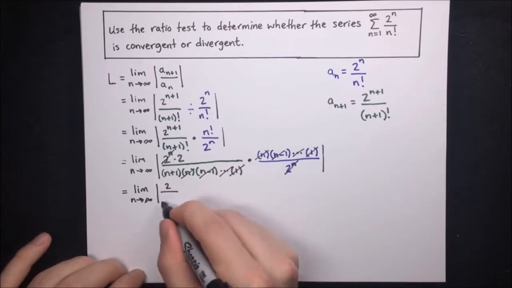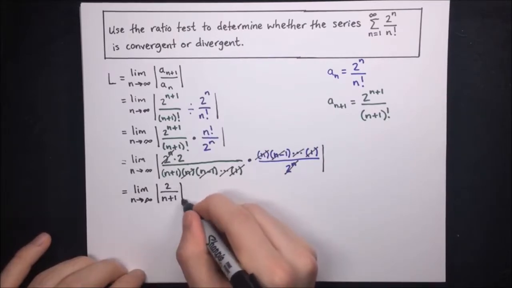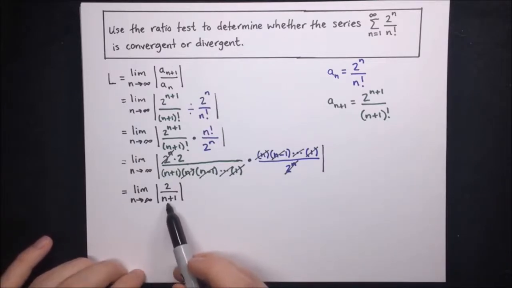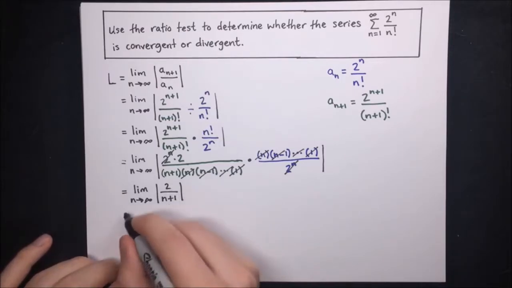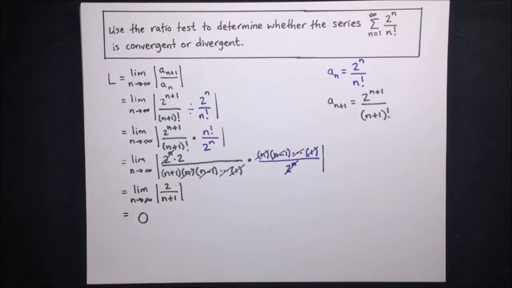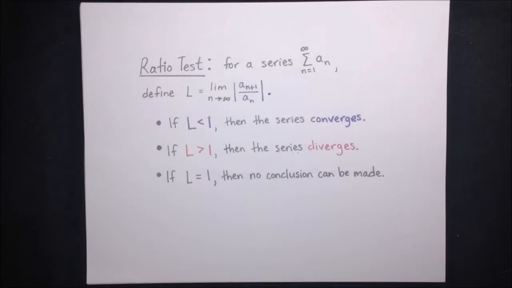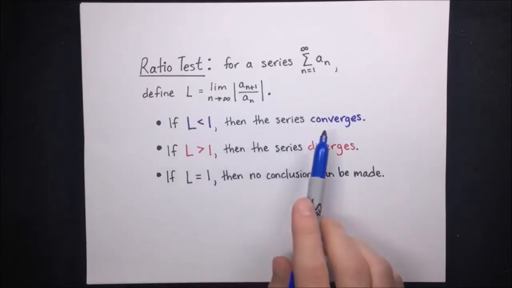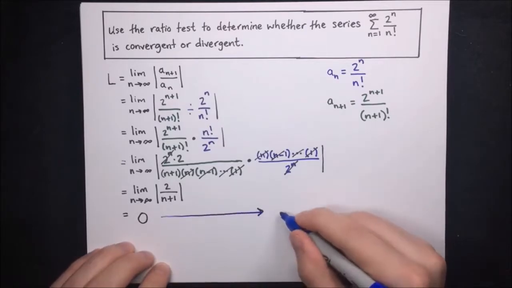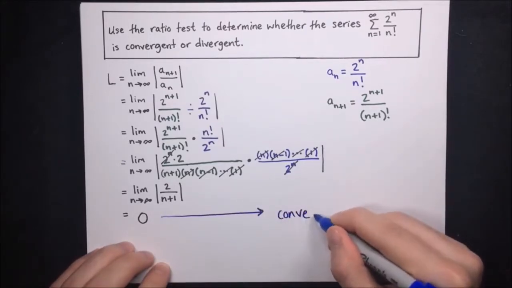So limit of the absolute value of 2 over n plus 1 as n approaches infinity. Well, the denominator is getting bigger and bigger, it's approaching infinity, but the numerator stays constant. So it's 2 over an increasingly large number, which goes to 0. Now, the final step, what does that say about the series? We found that L is equal to 0, so that means L is less than 1, which means the series converges. So that's our conclusion. L equals 0, and therefore the series is convergent.